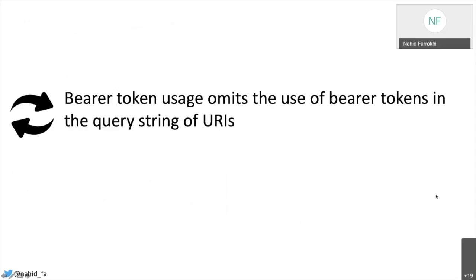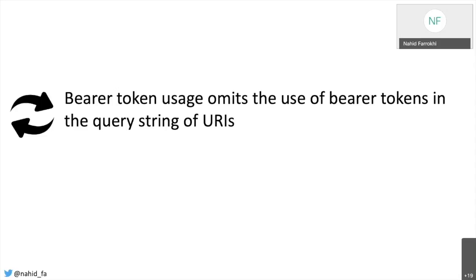The next change is actually about the bearer tokens. So bearer tokens, as we said, are the most commonly used access token types. So it says that bearer tokens shouldn't be used in the query string of a URI. As we saw with the implicit grant, that's exactly what was happening. The implicit grant is going to have a problem with this fact as well, right?